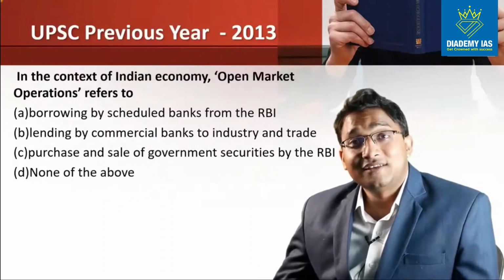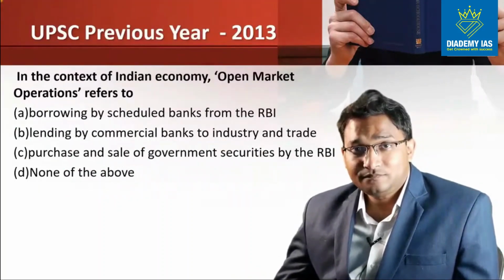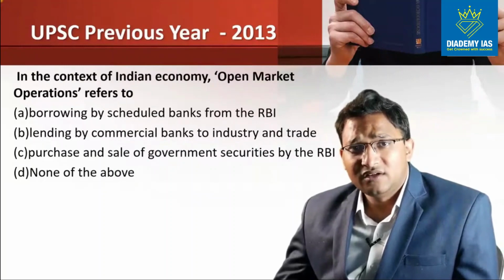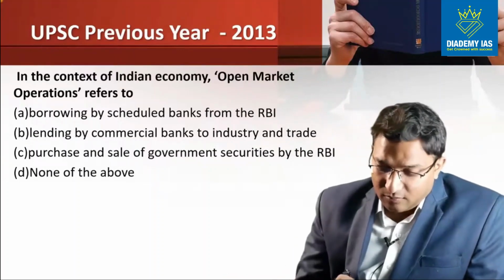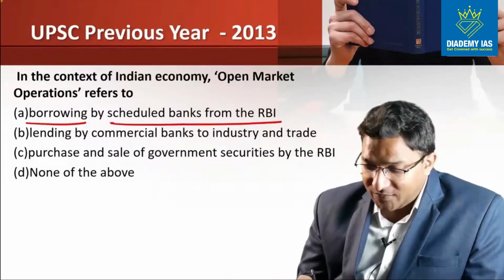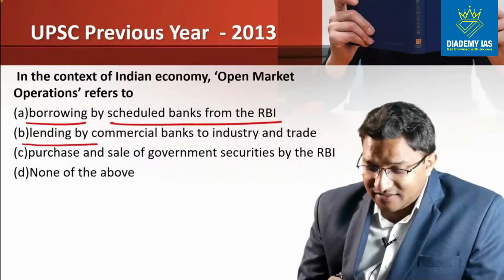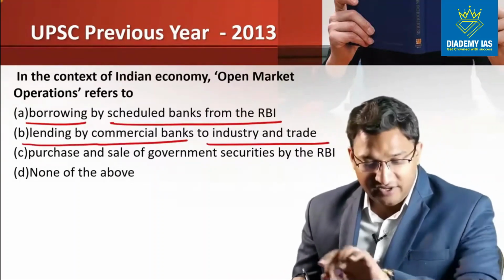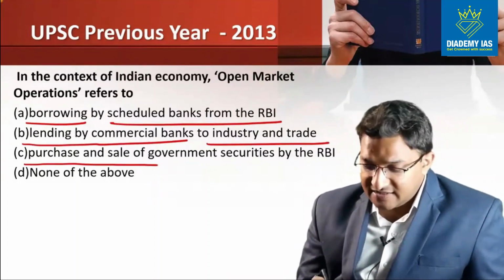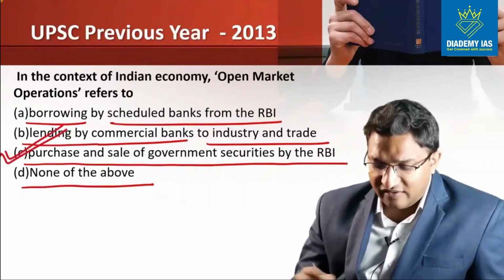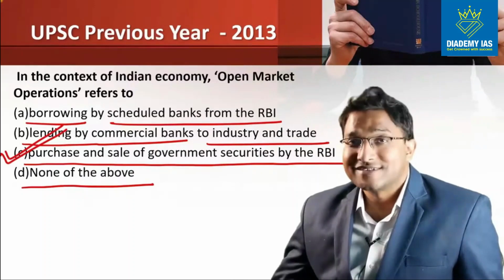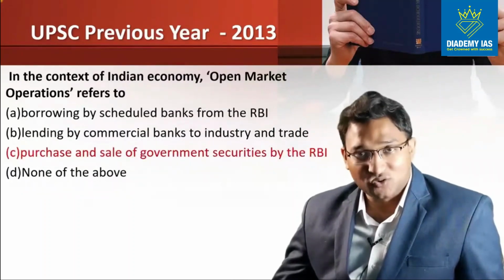Now let us see the previous year question. UPSC previous year 2013. In the context of Indian economy, open market operations refers to: A, borrowing by the scheduled banks from the RBI; B, lending by the commercial banks to industry and trade; C, purchase and sale of government securities by the RBI; and D, none of the above. The answer is very, very simple. That is option C. Direct question, right?